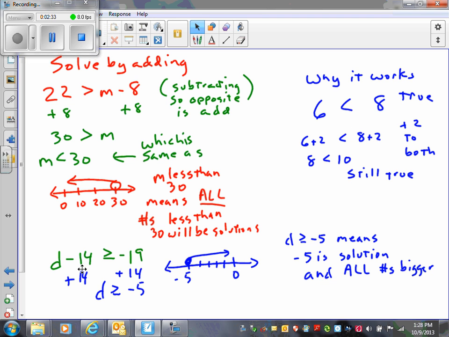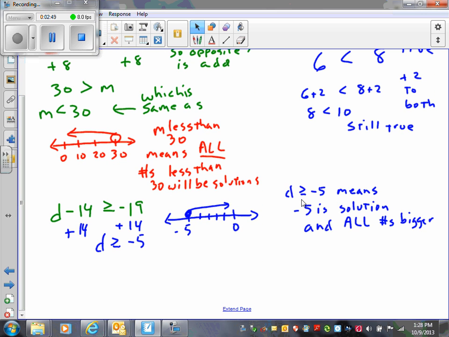If I have d minus 14 is greater than or equal to negative 19, we're subtracting 14, so we add 14 to both sides. We get d is greater than or equal to negative 5. We put a dot on negative 5. Our arrow is pointing to the right because the numbers bigger than negative 5 are over here. D is greater than or equal to negative 5 means negative 5 is a solution and every number over here on the number line as far as you can go.